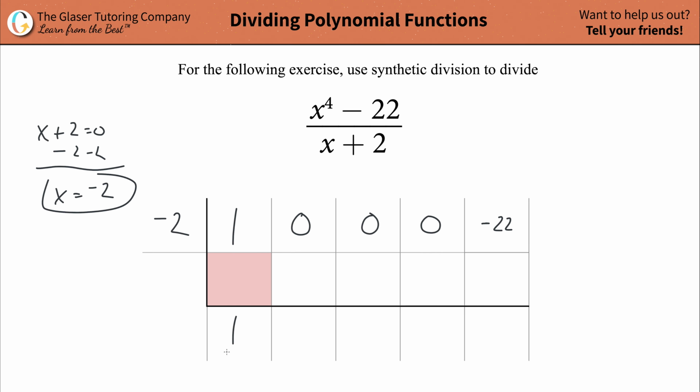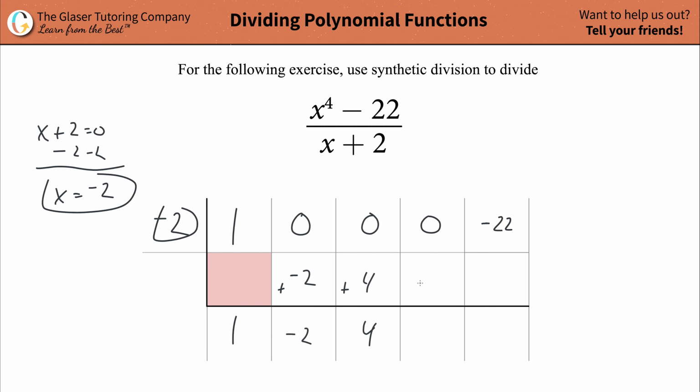Take the first coefficient, drop it all the way down. Red box here because nothing's going to go in it. Take that value at the bottom, multiply it by the outside value, put the result in the next adjacent cell over here. Add that column together. Then repeat the process. Take that value, multiply it by the outside value, so that's going to be a total of positive 4, put it there. Add the column together for a total of 4.